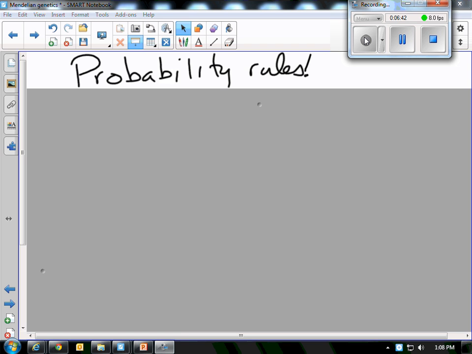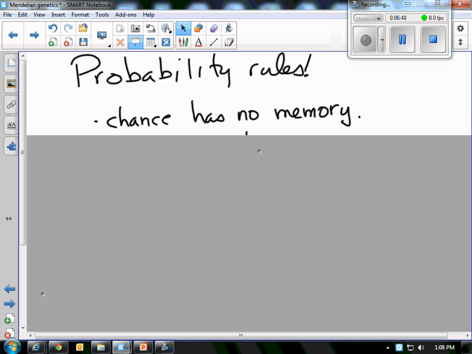So you need to know 2 rules of probability. First of all, chance has no memory. So if a family has 3 boys and they say, well, what are the chances we're going to get another boy? You would say what? 50-50. Right. 1/2. Because chance has no memory, doesn't remember that you've already got 3 boys.